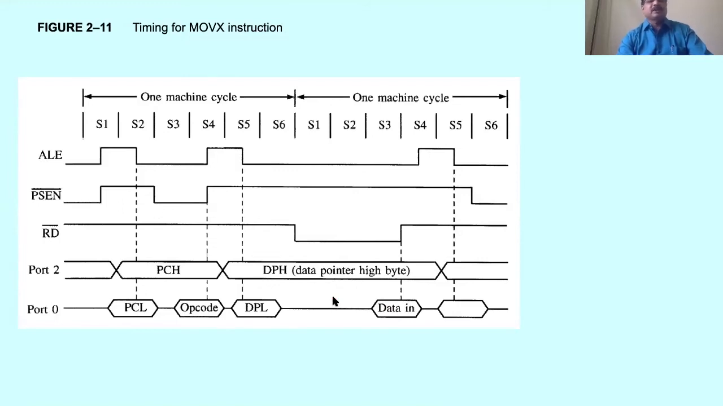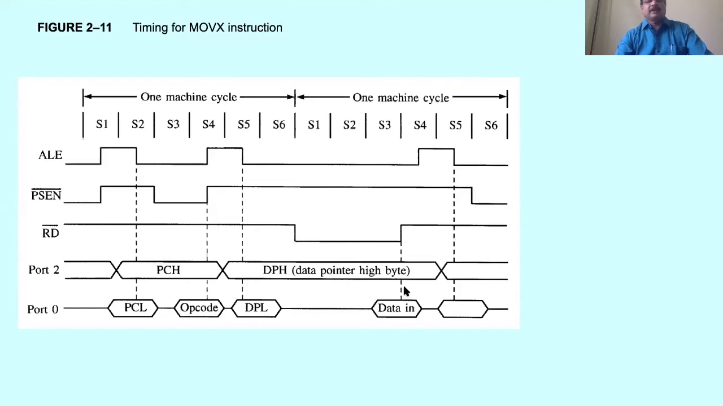In case of a write operation, instead of the RD signal, you have to use the WR signal, the write signal, and then the data that is to be written has to be placed on the data lines, and when it completes the write cycle, the data will be written at the memory location pointed by DPTR. Okay, so that is how the read and write cycles are performed by the 8051 microcontroller.